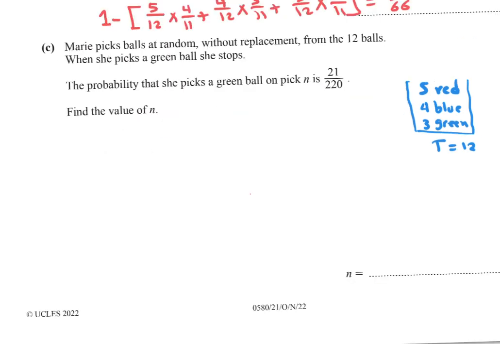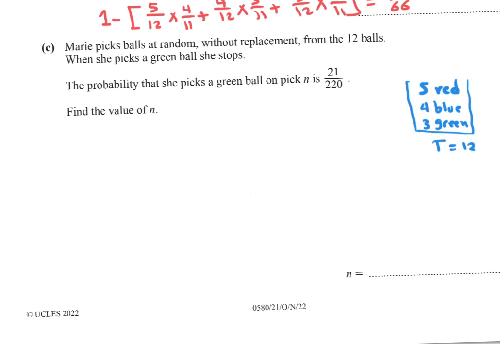So for C, Megan picks balls at random without replacement from the 12 balls. When she picks a green ball, she stops. The probability that she picks a green ball on pick n is 21 over 220. Find the value of n. She will stop when she picks a green ball. Maybe this will happen at the second time, or the third, or the fourth, we don't know.